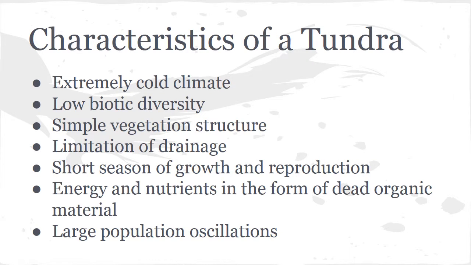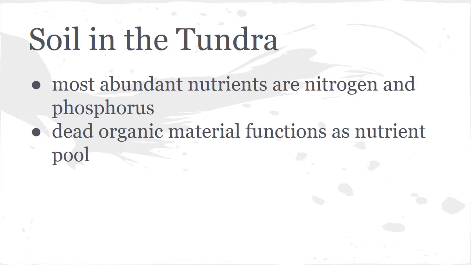Some general characteristics that apply to both the alpine and the Arctic tundra are an extremely cold climate, low biotic diversity, simple vegetation structure, limitation of drainage, short season of growth and reproduction, energy and nutrients in the form of dead organic material, and large population oscillations. Most abundant nutrients found in the soil of the tundra are nitrogen and phosphorus. Also, dead organic material functions as a nutrient pool.